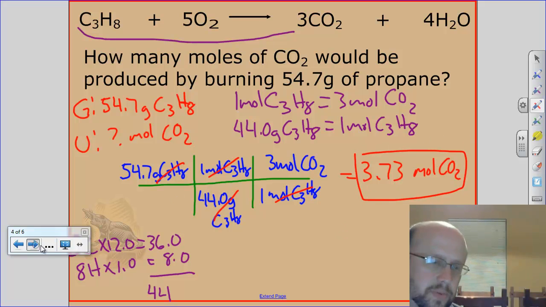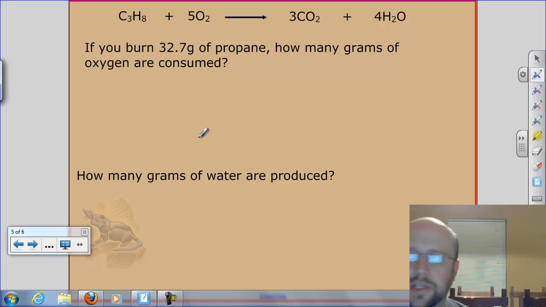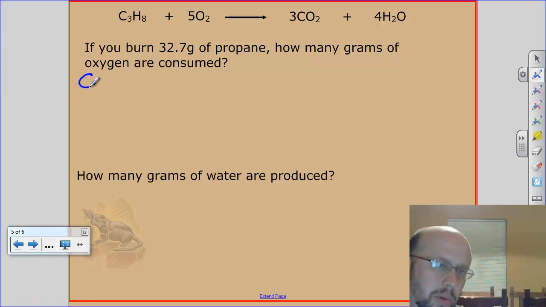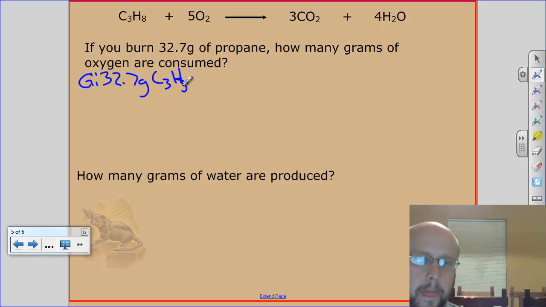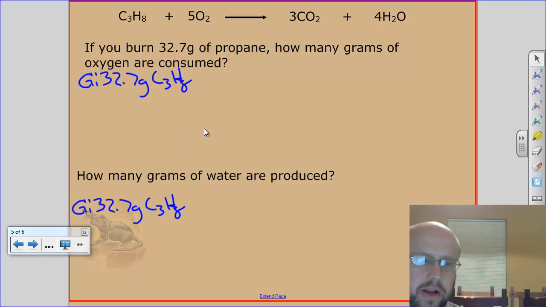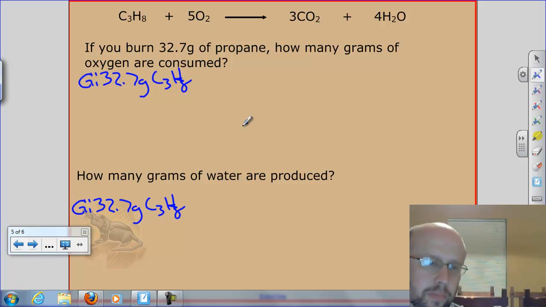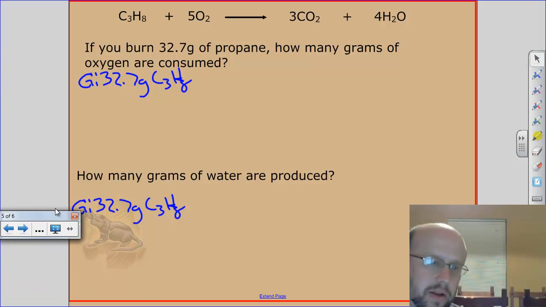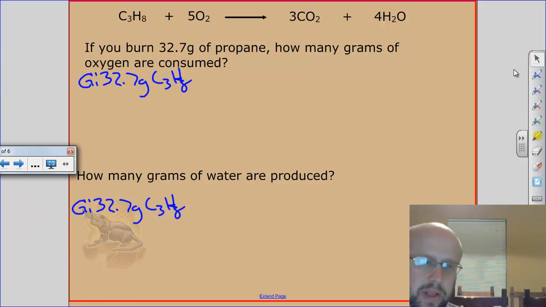All right, let's work some more. In this case, I've got a 2-part problem. If I burn 32.7 grams of propane, how many grams of oxygen are consumed or used? And then how many grams of water are produced? So same given for both problems. The only thing that's going to change here is the unknown. So I've got grams of propane. In fact, I'm just going to use that again. I'm going to clone that. Check that out. We're just going to bring that down here. That's going to be my given for both problems. Hopefully I didn't cause anybody's mind to explode when I did that, but that's what that is.